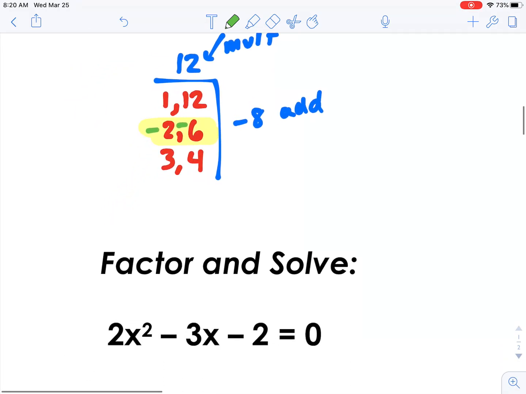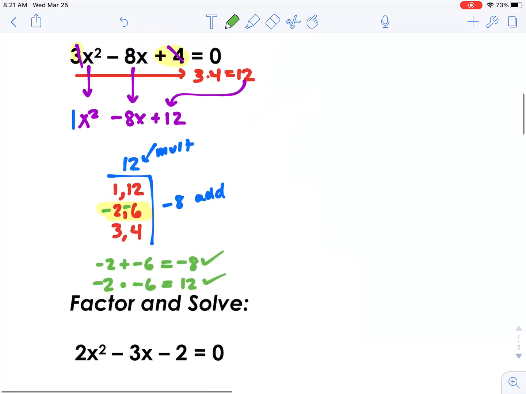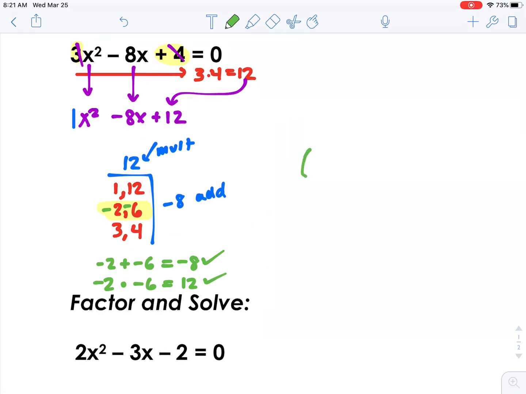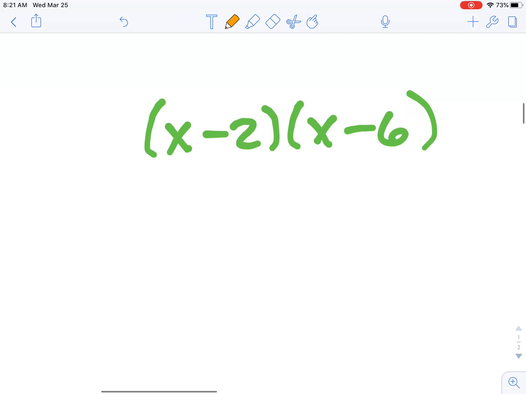And we always want to double check. If we do negative 2 plus negative 6, do we get negative 8? If we do negative 2 times negative 6, do we get 12? Once you have that, we're going to put those into our parentheses. But remember, we are not done. We slid and now we have to divide. So what do we divide by? It's that lead coefficient, the number in front. So we're going to divide by our 3.